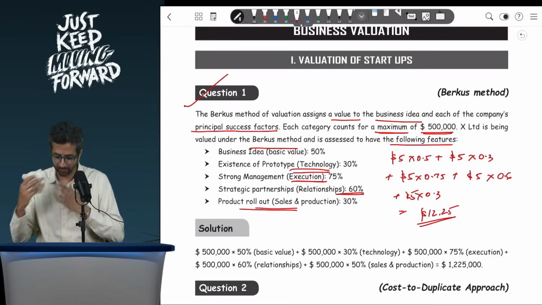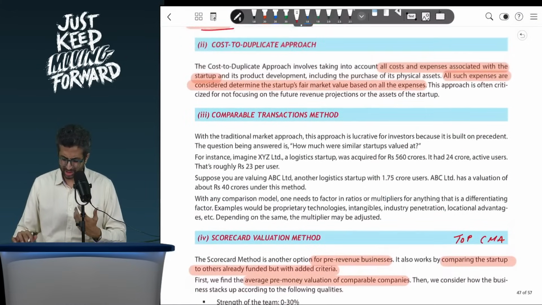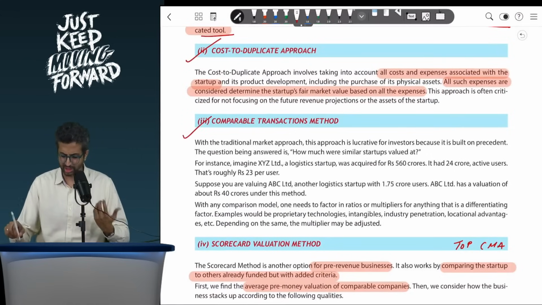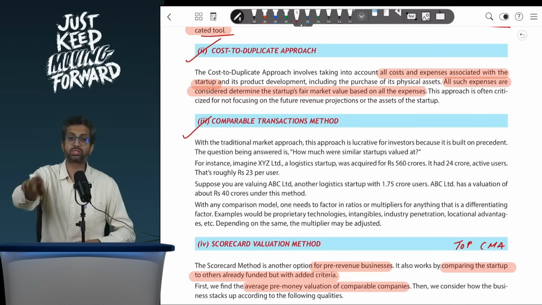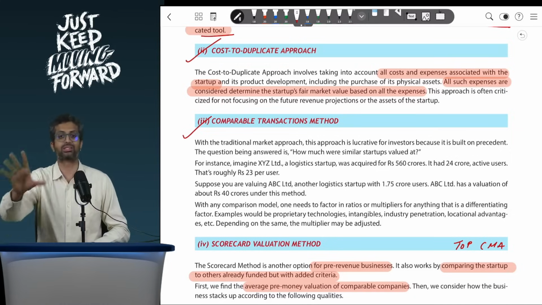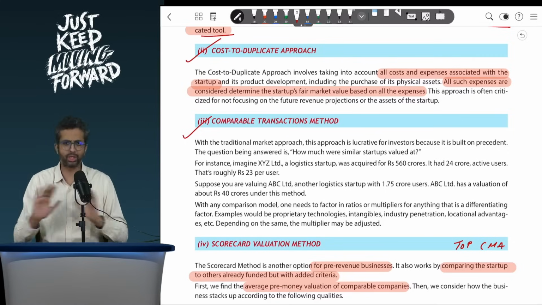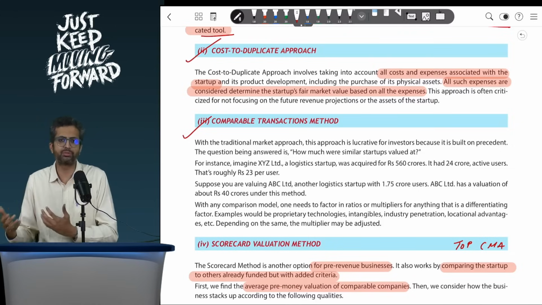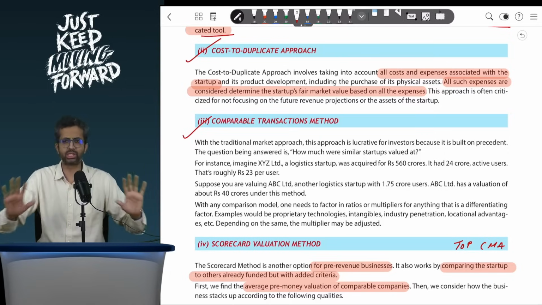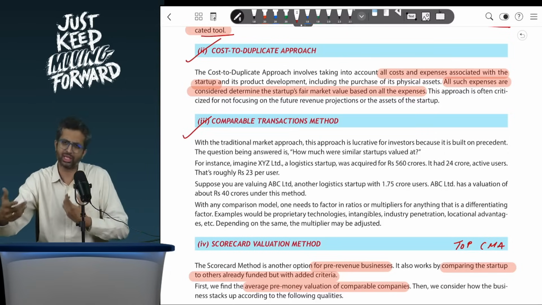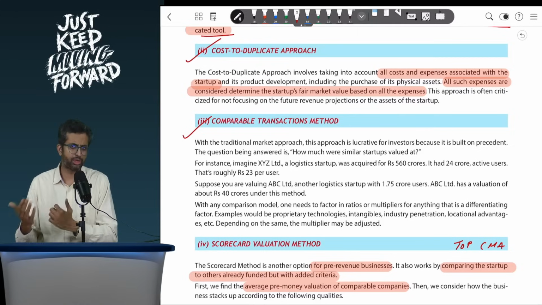A fairly easy thing if you have studied. If you have not, then you will lose some easy marks over here. The next 2 methods are very basic. One is the cost to duplicate method and the second is the comparable transactions method. Cost to duplicate is not a very popular method, but the method says: what was the cost incurred by you to build this startup? Maybe the cost was incurred to buy assets, maybe to do some research. The criticism of this method is that you're not considering the intangibles or the values otherwise, you're just considering the cost incurred. But if it is to be valued like that, then what is the cost incurred to duplicate or create a similar startup? That would be one of the values.